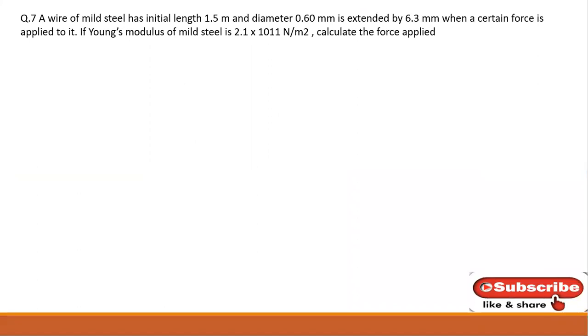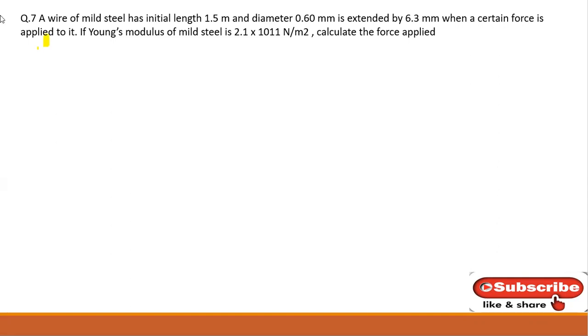A wire of mild steel has initial length 1.5 and diameter 0.6 millimeter is extended by 6.3 millimeter when a certain force is applied to the wire. So here a steel wire is given. When force is applied to the wire, it will get extended. Initial length, diameter is given and Young's modulus also. We have to find out the applied force.